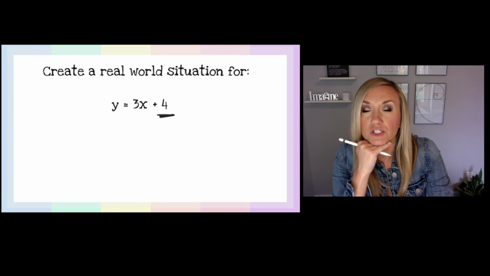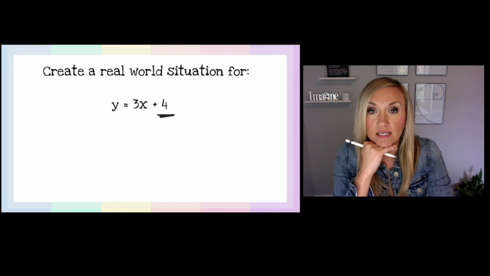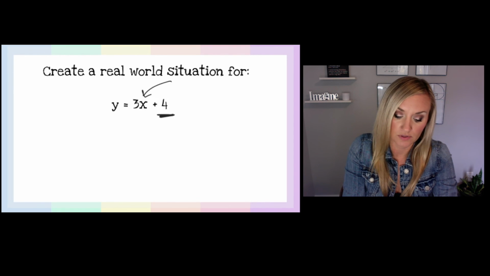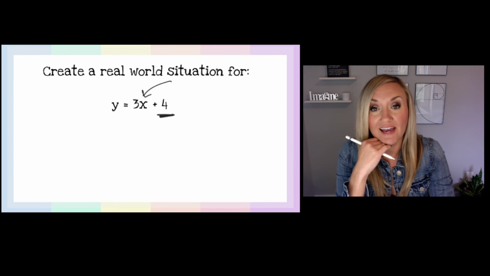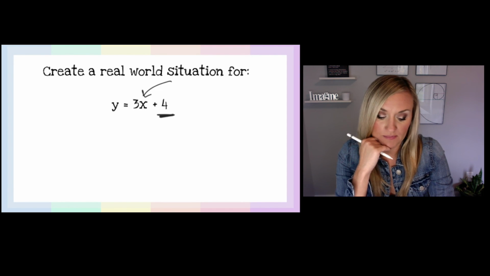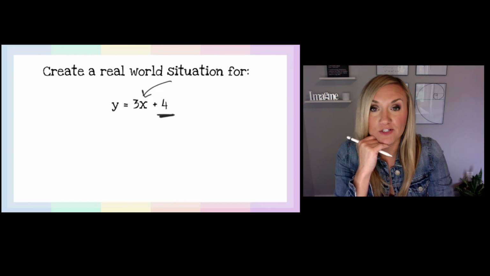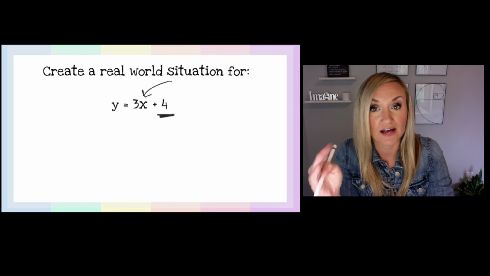So if I wanted to know how much money I had in like 6 weeks, right, I would plug a 6 into the x, and then I would be able to find out how much money I have. So that would be my real world example, just because I planned on putting in $3 every single week, and it's constant.